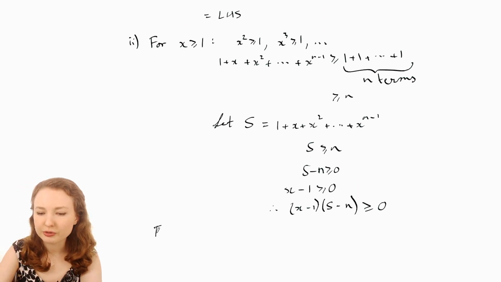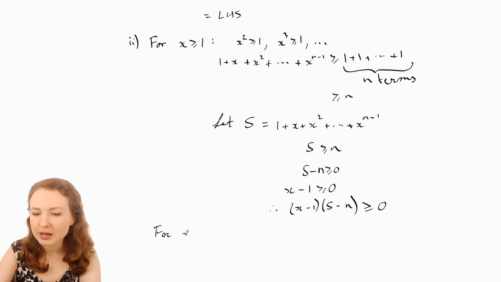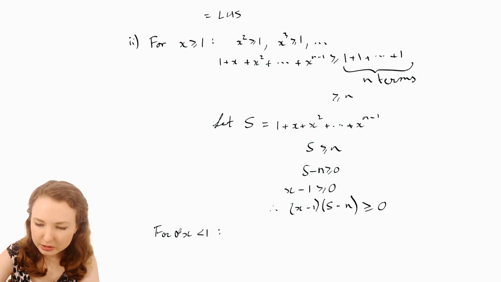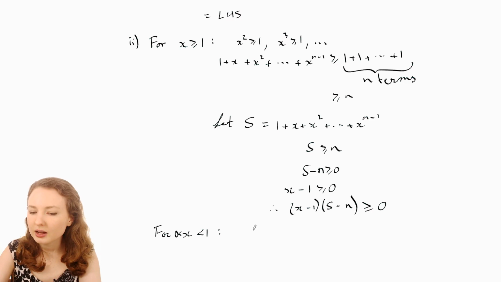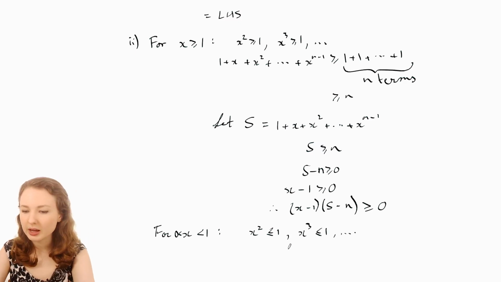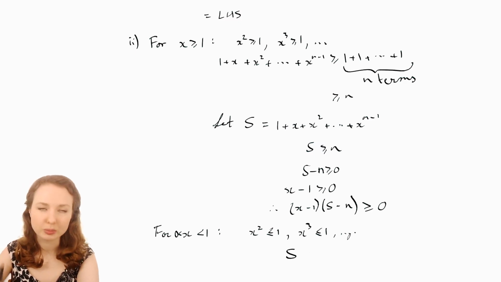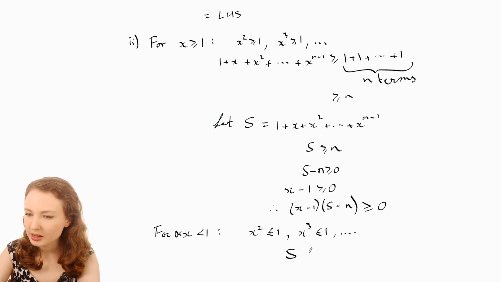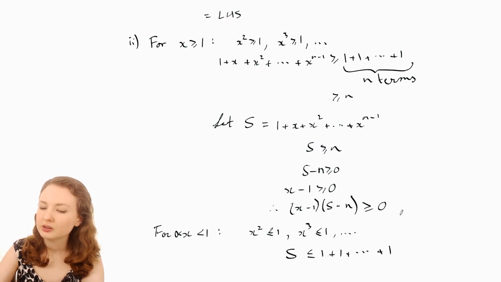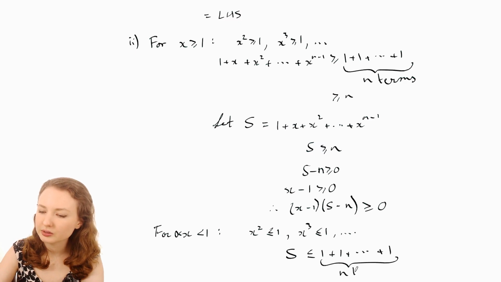So then we've also got for x less than 1, well, I have to say 0 less than x less than 1. We're going to have x squared is less than or equal to 1, x cubed is less than or equal to 1, and so on. So s, which is 1 plus x squared plus so on, is less than or equal to 1 plus 1 plus dot dot dot, where there's n of those.